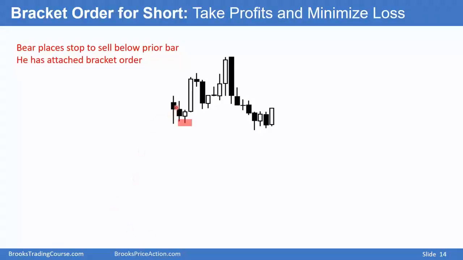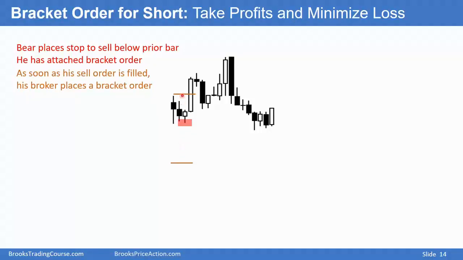If a bear sells on a stop below this bar, he should have an attached bracket order. And as soon as his order is filled, he gets filled as this bar goes below that low. He now has both a protective stop and a profit-taking limit order. For example, he might place a protective stop above the high of this bar. You can see this gold line is his stop just above the high of that bar. And he might want to take a profit down here, maybe 2 times his risk. You can see the distance to his stop is further than the distance to his profit-taking limit order.